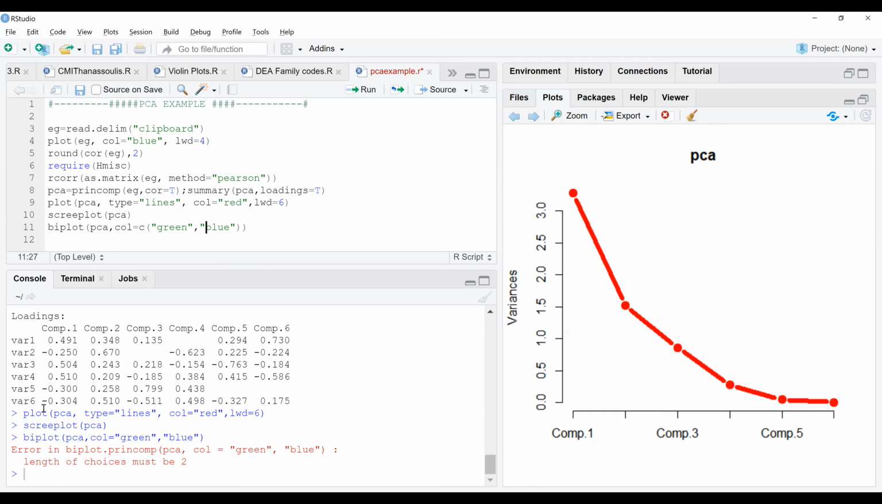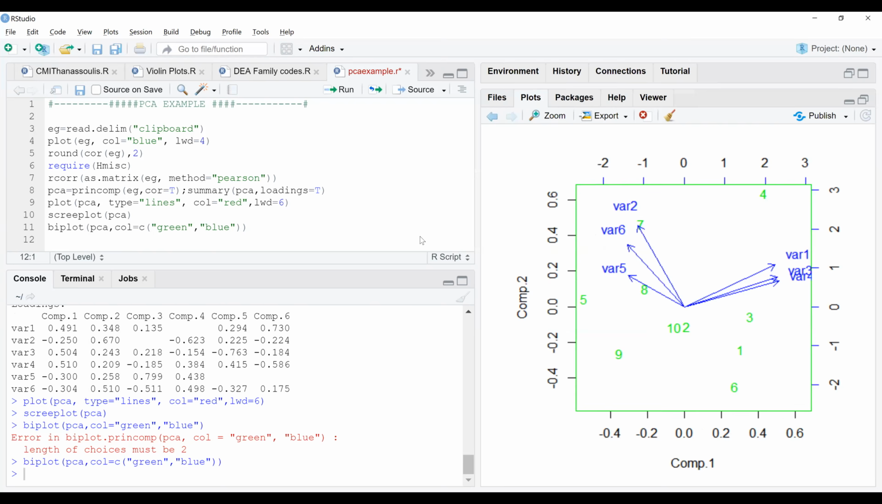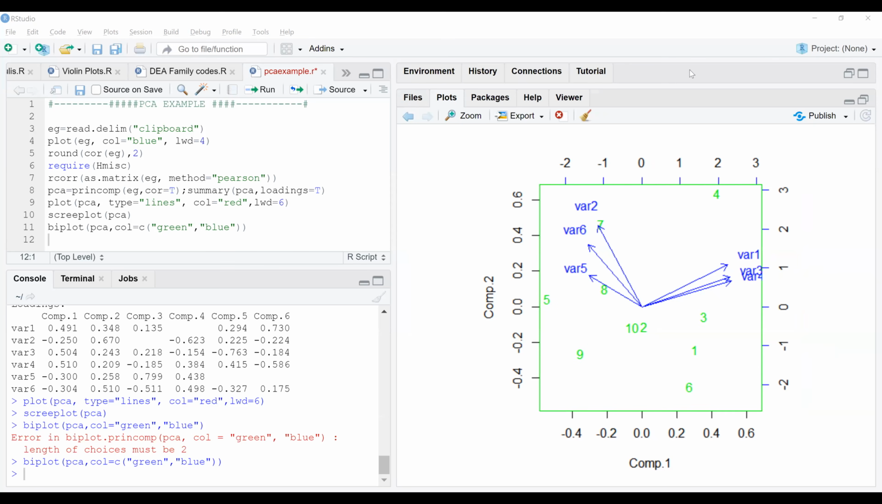You see, when I did the first one, the results didn't show. And sometimes once the results don't show, you have to just read the error. The error says error in biplot, and then it shows length of choices must be 2. So clearly I realized you needed a concatenation. So that's how you do it. And then you run. This is it. This is the graph that you can see beautifully there.